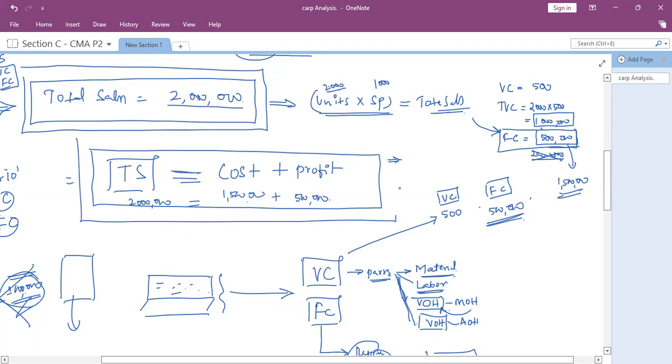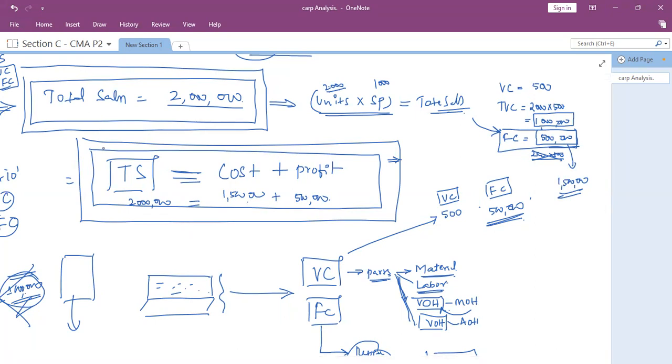Up to here, clear to everybody? If you have any doubt, ask. Clear, sir. So regarding the fixed cost, here it is constant. Before we were saying that it is changing.